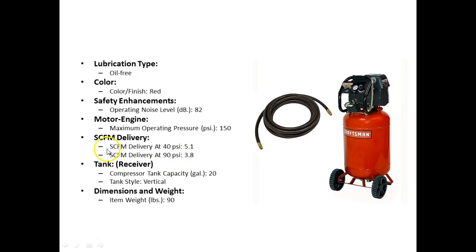So this one at 40 psi can deliver 5.1 standard cubic feet per minute. At 90 psi it can only deliver 3.8. So the flow varies as the tank builds up pressure. Now, the technical term for this is the receiver. But just about everybody calls it the tank.